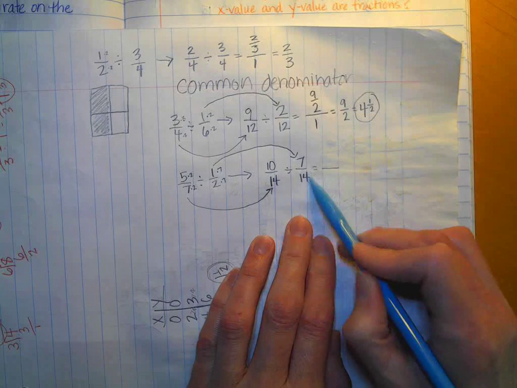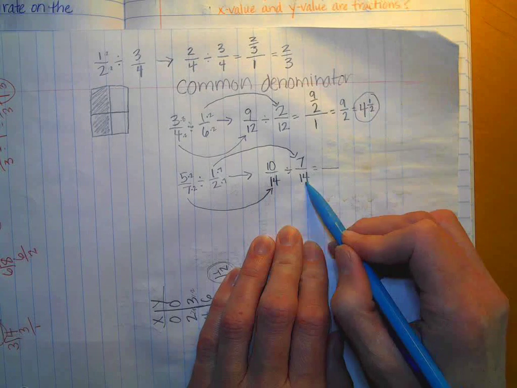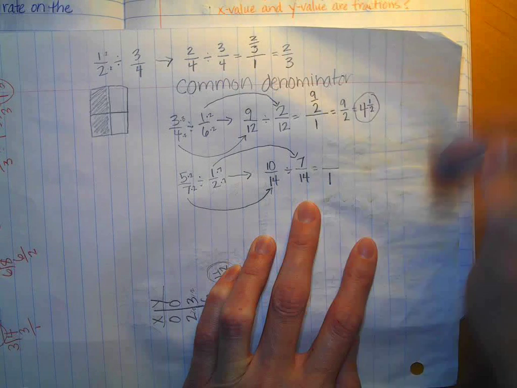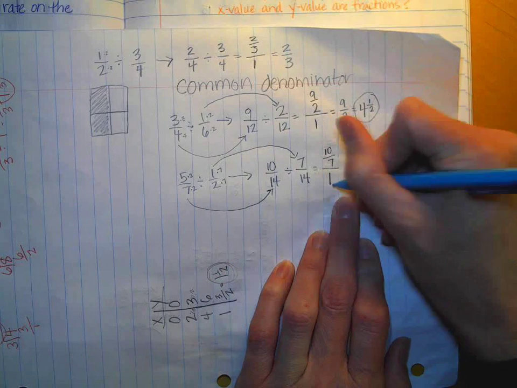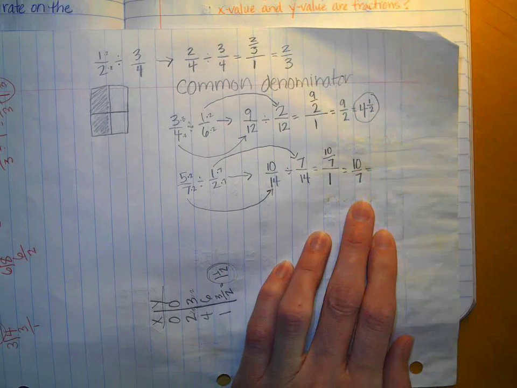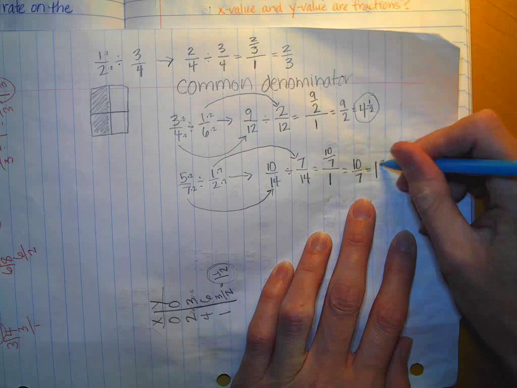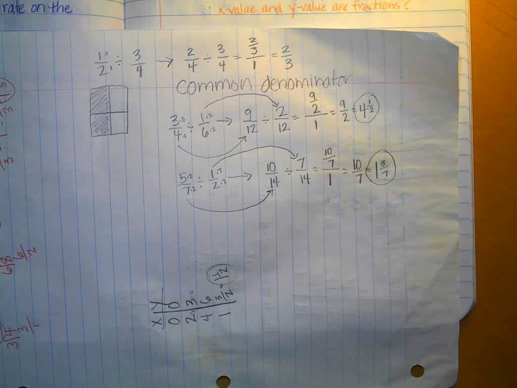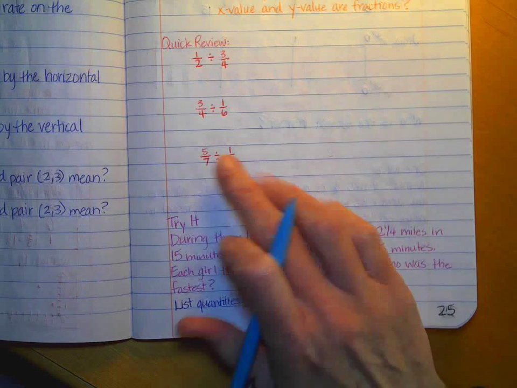And now that they have common denominators, all I have to do is divide straight across. What is 14 divided by 14? That is correct, 1. What is 10 divided by 7? That is correct, 10/7. So 10/7 divided by 1 is 10/7. And if we want to simplify it, how many 7s go into 10 evenly? 1 with 3 leftovers. So the answer for this one would be 1 3/7. Okay, so that was a quick review.